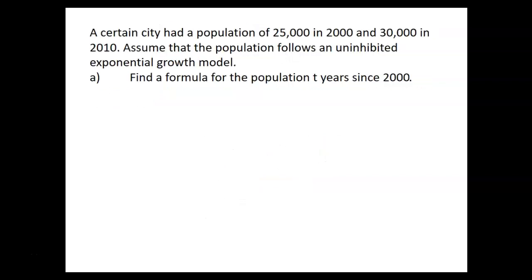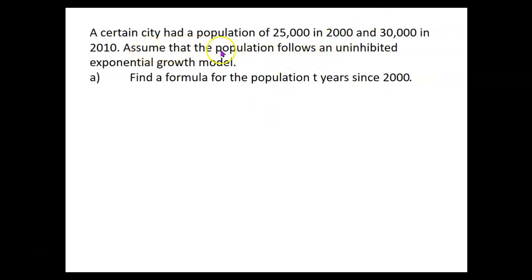Okay, next example. A certain city had a population of 25,000 in the year 2000 and 30,000 people in the year 2010. Assume that the population follows an uninhibited exponential growth model. Now here it just says assume that. We're taking that as given. In the real world, sometimes that's an accurate assumption and often it's not.